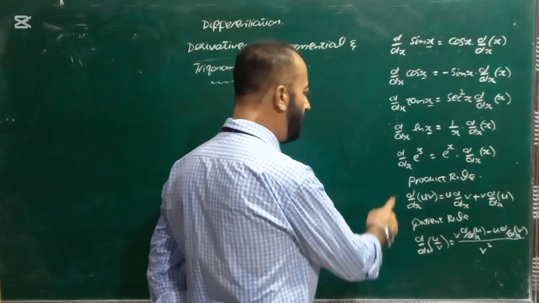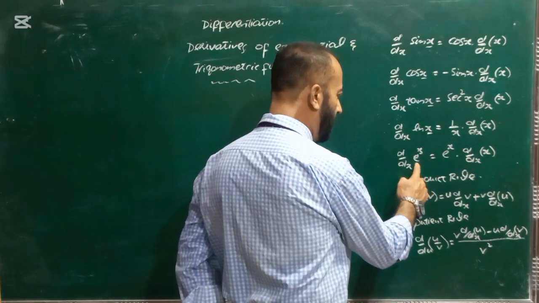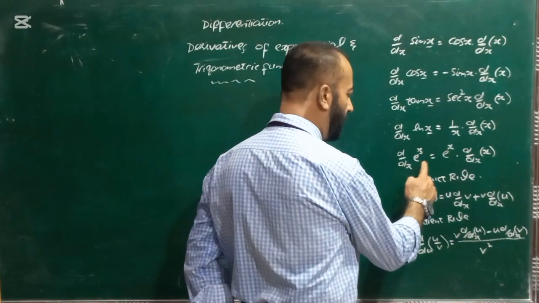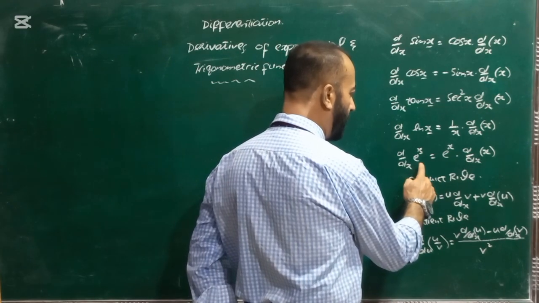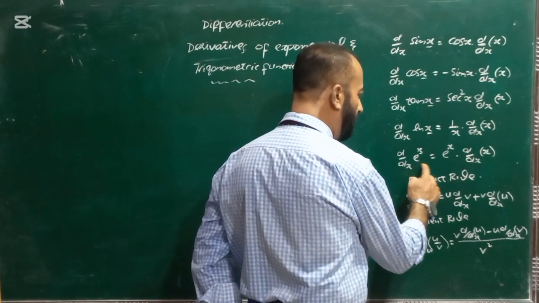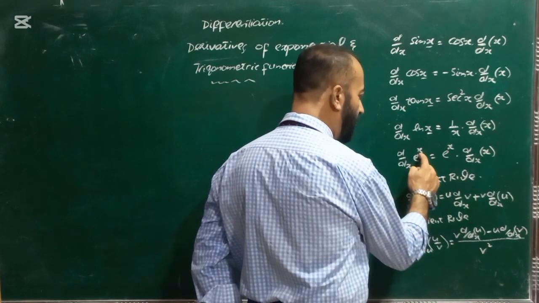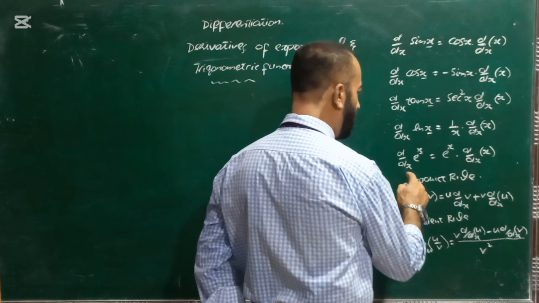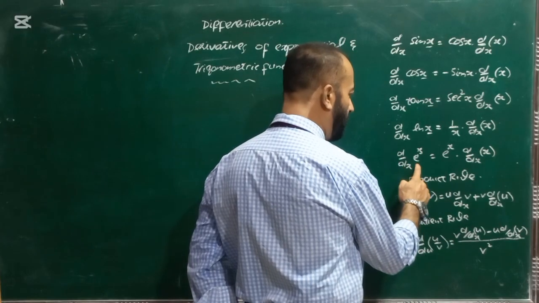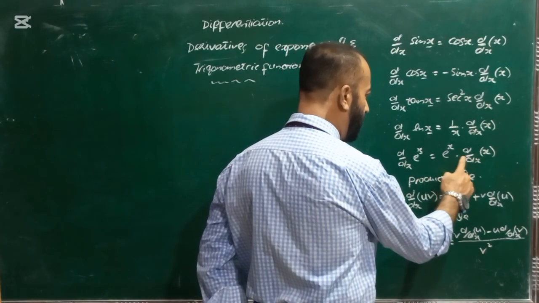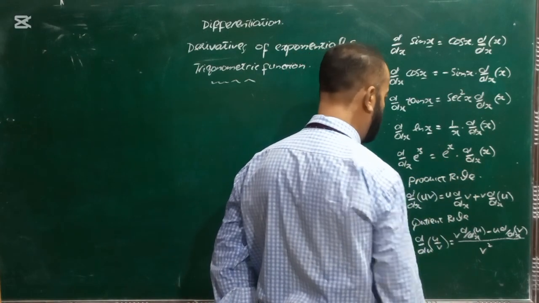Next thing is a derivative of e raised to power x. So the formula is that e raised to power x will be placed as it is first, into differential of whatever is placed in the power. So again look, derivative of e raised to power x is e raised to power x into differential of x.